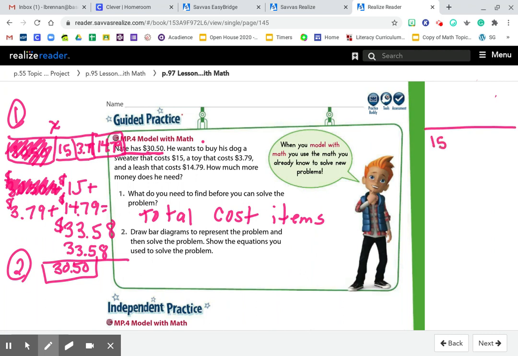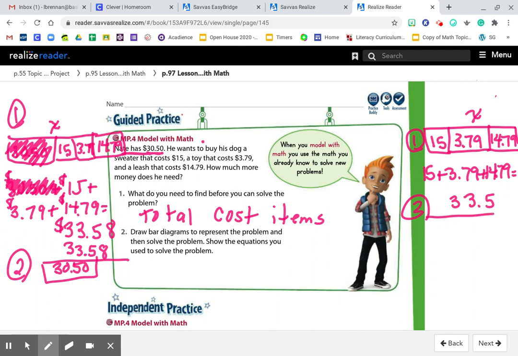15, 3.79, and 14.79. There it is. Okay, now that makes sense. So that is your first bar diagram. Your first equation is 15 plus 3.79 plus 14.79 equals. Your second bar diagram looks like this. And we know he has $30.50, and we're trying to figure out how much more money he needs.